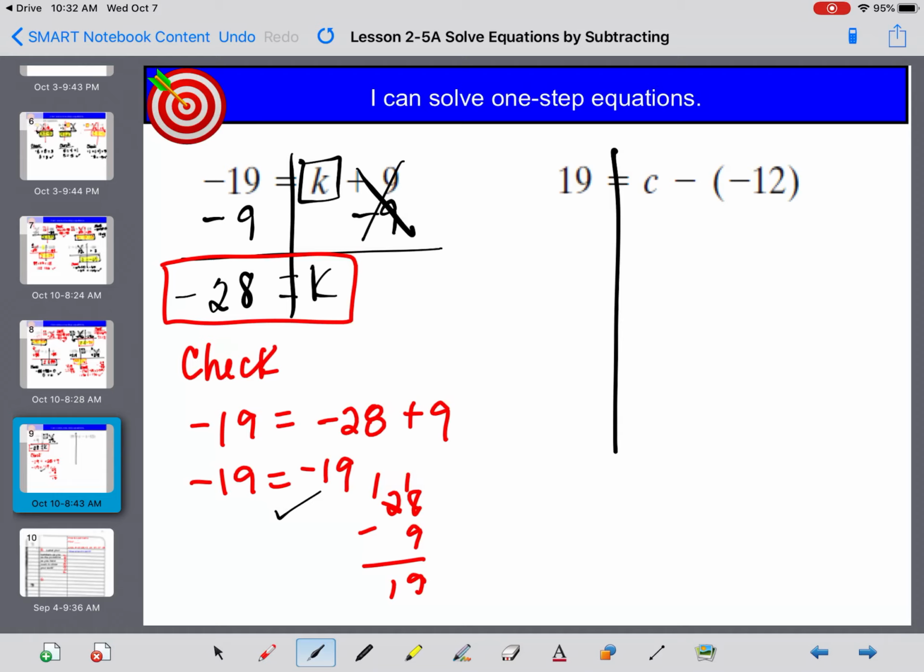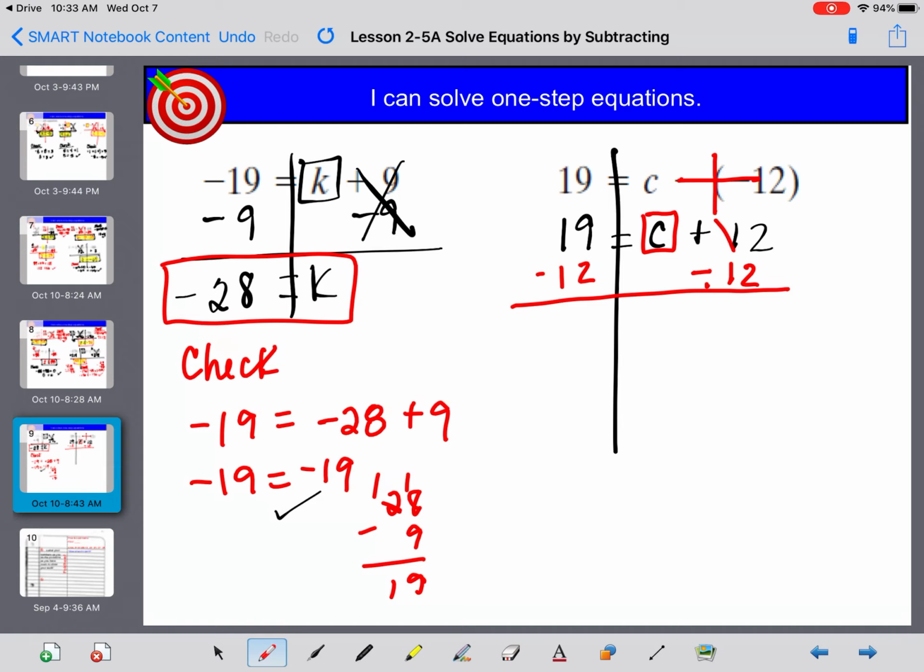C minus negative 12. Please convert your subtraction problems to adding the opposite, C plus 12. Some of you like to just connect these and make a super plus sign. That's okay. Others of you like to rewrite it as adding the opposite. That is also okay. Now I'm ready to isolate my variable. I'm adding 12, so let's subtract 12 from both sides. Then over here, this equals 0. C is remaining on the right-hand side. 19 minus 12 is 7.